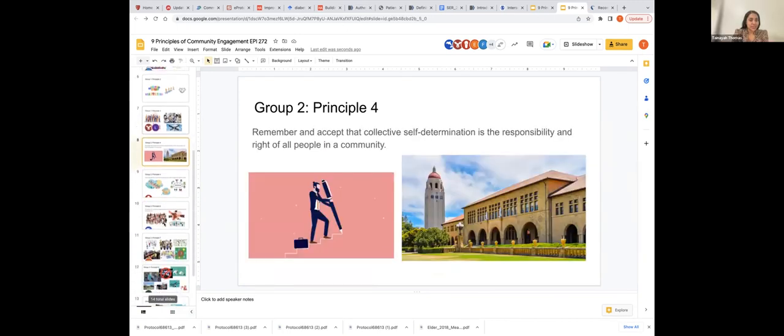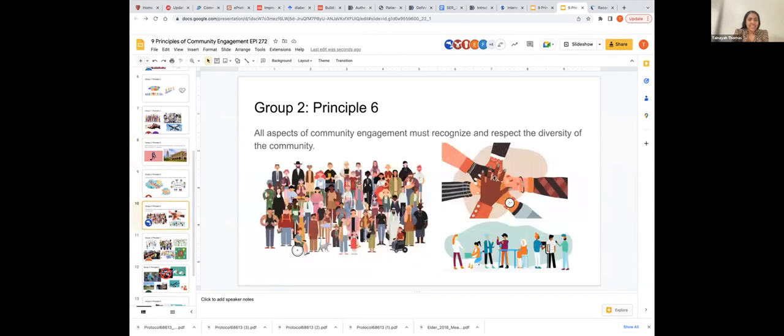And Principle 6. So for Principle 6, it's all aspects of community engagement must recognize and respect the diversity of the community. Awareness of the various cultures of a community and other factors affecting diversity must be paramount in planning, designing, and implementing approaches to engaging a community.